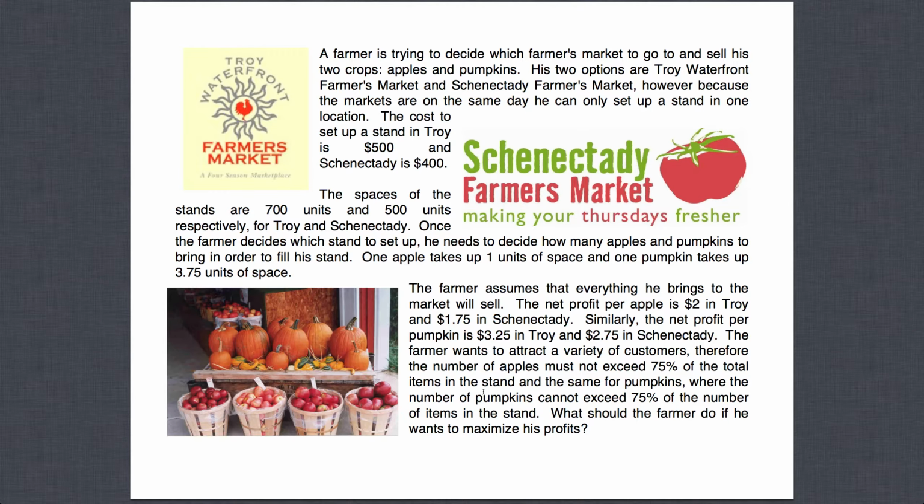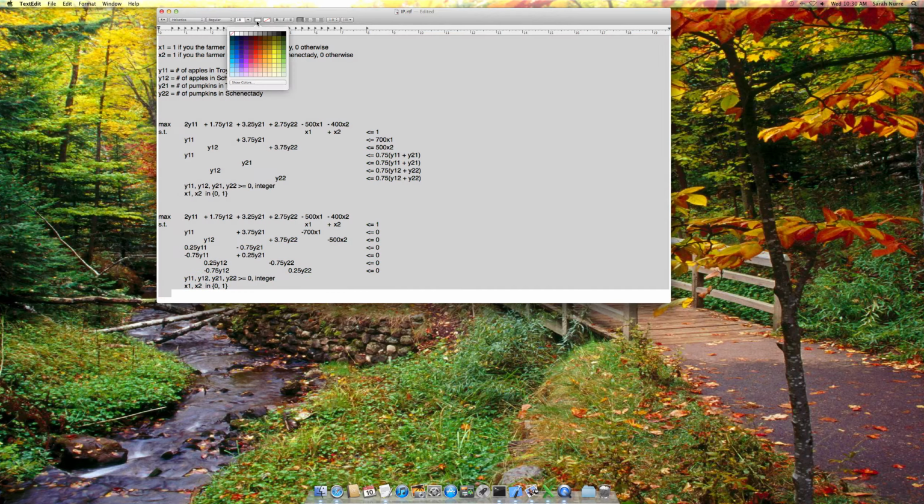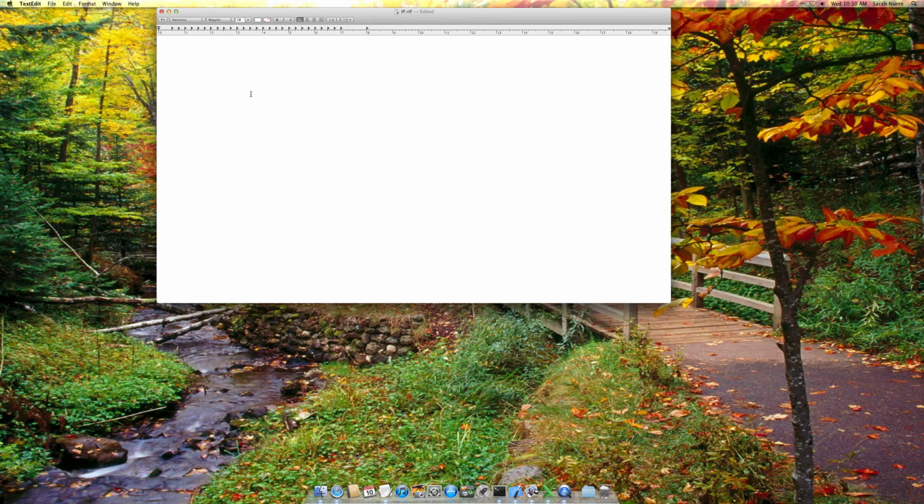So we're going to take this and plug it into a model here. So our first thing is we need to have decision variables. So like I said before, I want decision variables x1 binary that equals 1 if the farmer sets up a stand in Troy and 0 otherwise. Also, I'm going to have x2 equals 1 if the farmer sets up a stand in Schenectady and 0 otherwise.